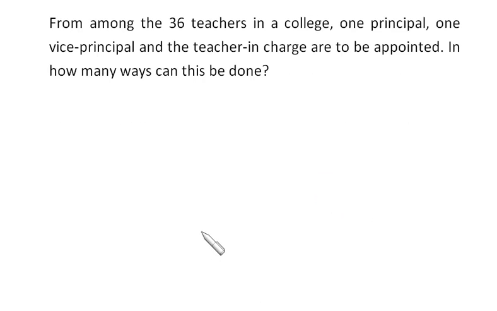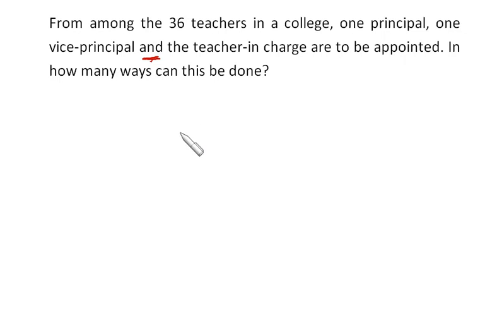Now from among the 36 teachers in a college, one principal, one vice principal and the teacher in charge are to be appointed. In how many ways can this be done? Now we have to make the three appointments and the three events are going simultaneously. That means all the three events are to happen.